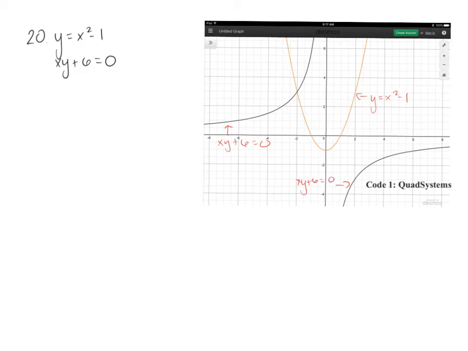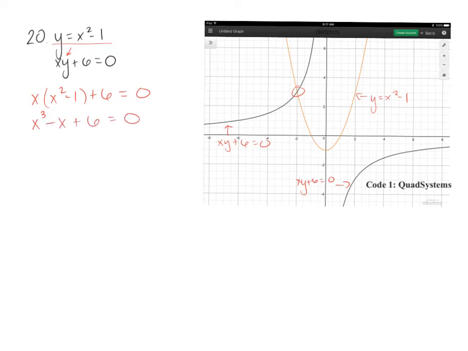And we did touch on this briefly in the first quarter, okay? So if we're looking at the graph, we only have one intersection right there between the black and the orange. So we should only get one answer, but it's gonna be a lot of work to get there. So what we notice is that y is equal to x squared minus 1. So we're gonna plug that in for y in our second equation. So x times (x squared minus 1) plus 6 is equal to 0. We distribute that x, so we get x cubed minus x plus 6 is equal to 0.